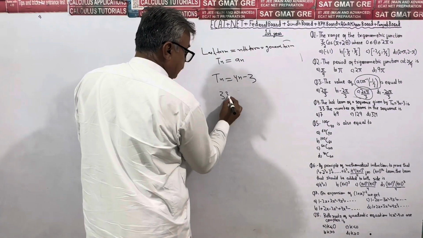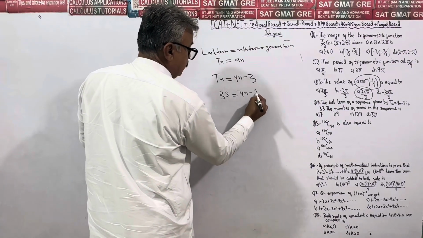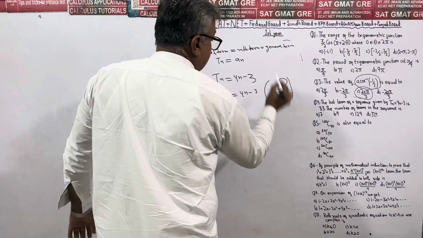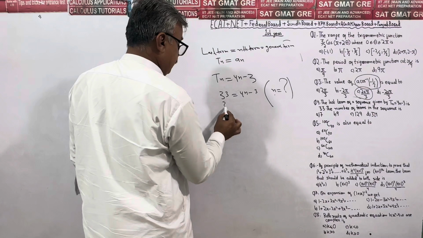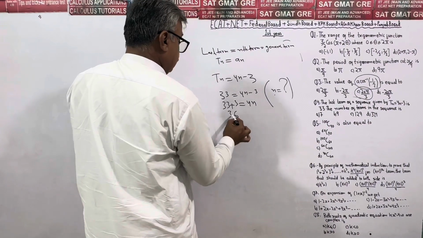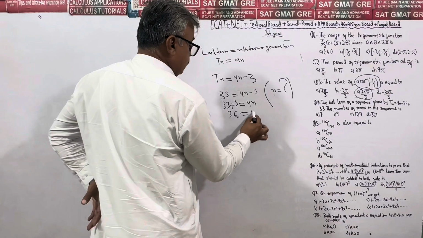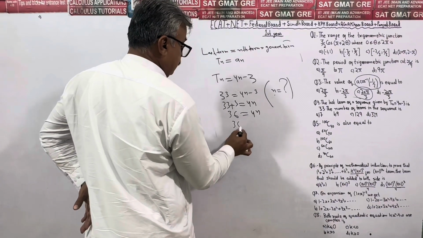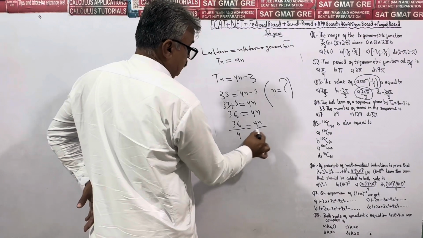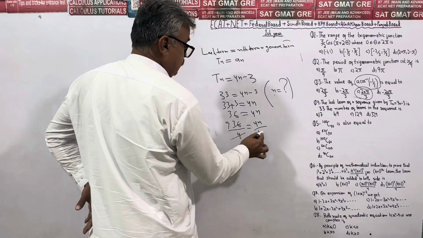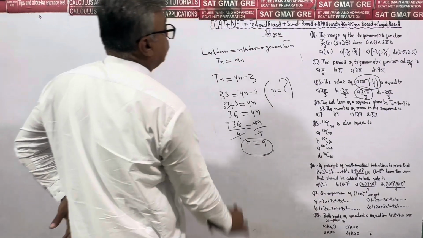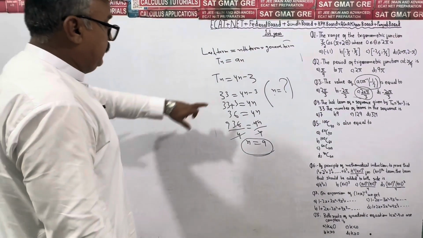Last term 33 is equal to 4n minus 3. Then we are asked how many terms, which means we have to find n. Shift 3 there: 33 plus 3 is equal to 4n, so 36 is equal to 4n. Dividing by 4 to solve for n, 36 over 4 is 9. So n is equal to 9.